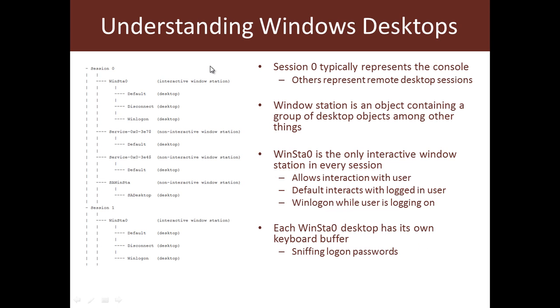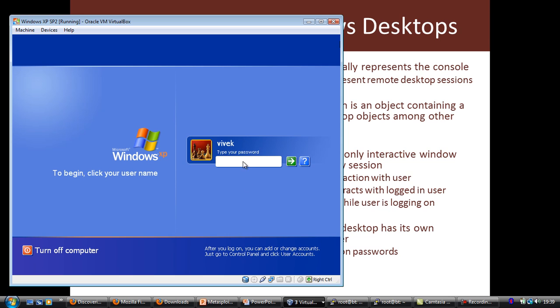The window station is nothing but an object containing a group of desktop objects, and each one of these desktops under WinSTA0 has its own keyboard buffer. What I mean by that is, the keystrokes which are entered once you log in go into a different buffer from the one where you would enter them at the logon screen. So what we enter here goes into a different keyboard buffer versus what we enter once we actually log in.